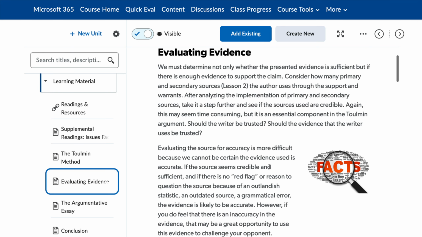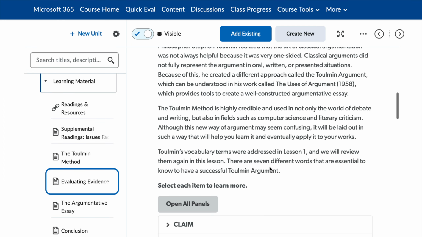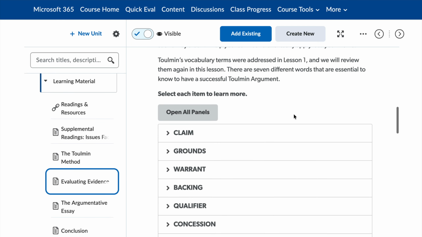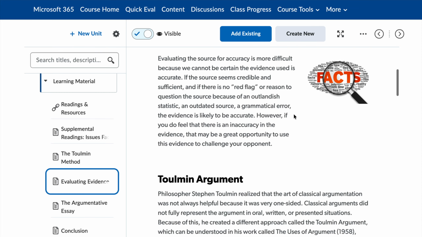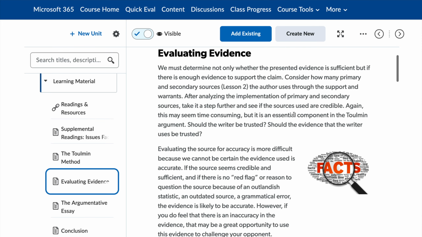Evaluating evidence. Something important to remember is that when you're looking up evidence to support your point of view, you need to be very careful that you're not bringing in biased sources, because the reader will know.